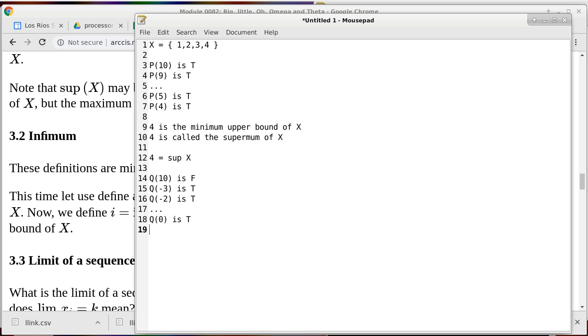And then we go like, but wait, there's one more. Q of 1 is also true. But then we cannot increase anymore. If we increase from 1, that value will no longer be the lower bound of this particular set X. So that means the value 1 is the maximum lower bound of this particular set X.